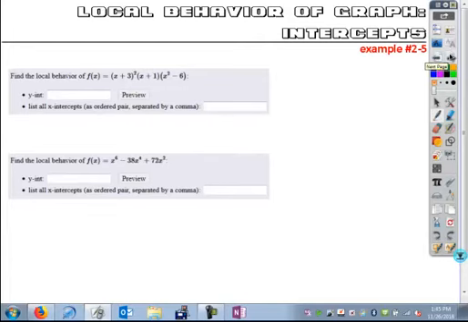Now, let's talk about polynomial functions and, again, recognizing some local behavior of their graphs. The first is to be able to identify x- and y-intercepts from an equation. And notice I put the equation, and I'll tend to do this in two different forms.